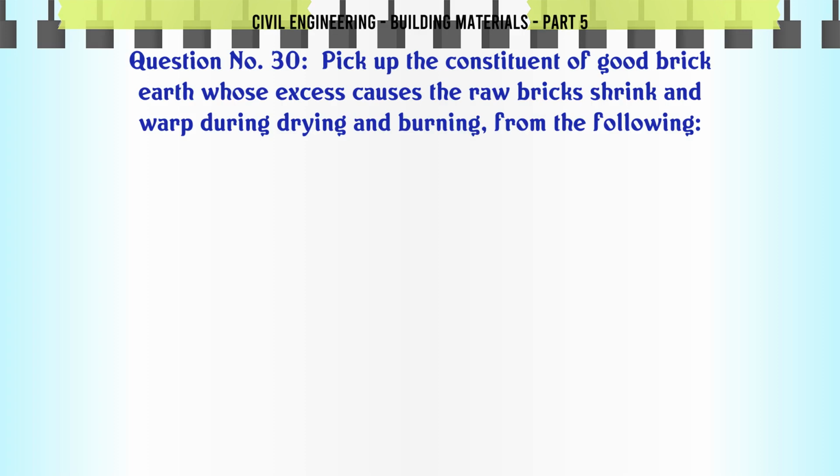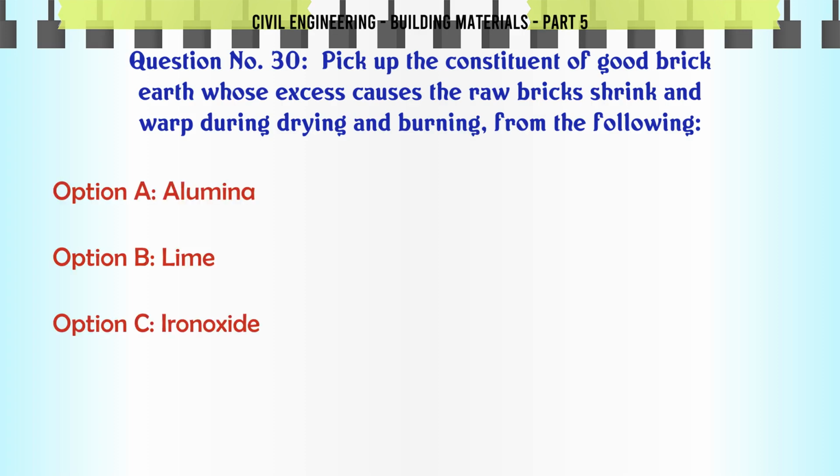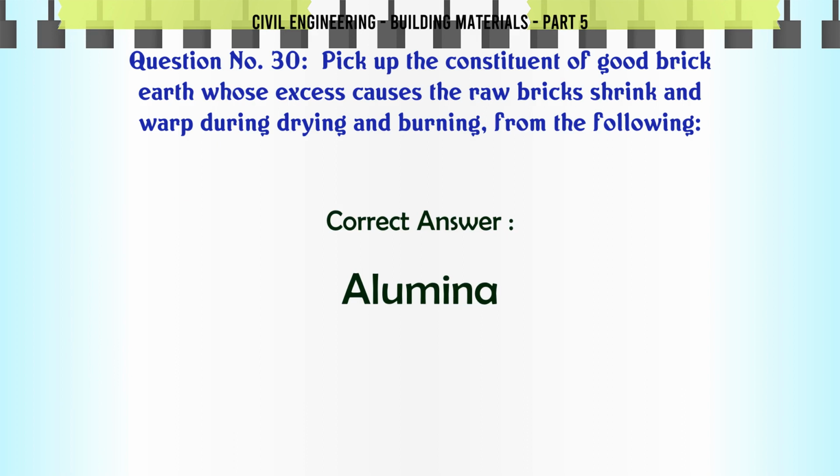Pick up the constituent of good brick earth whose excess causes the raw bricks to shrink and warp during drying and burning from the following. A. alumina, B. lime, C. iron oxide, D. magnesia. The correct answer is alumina.